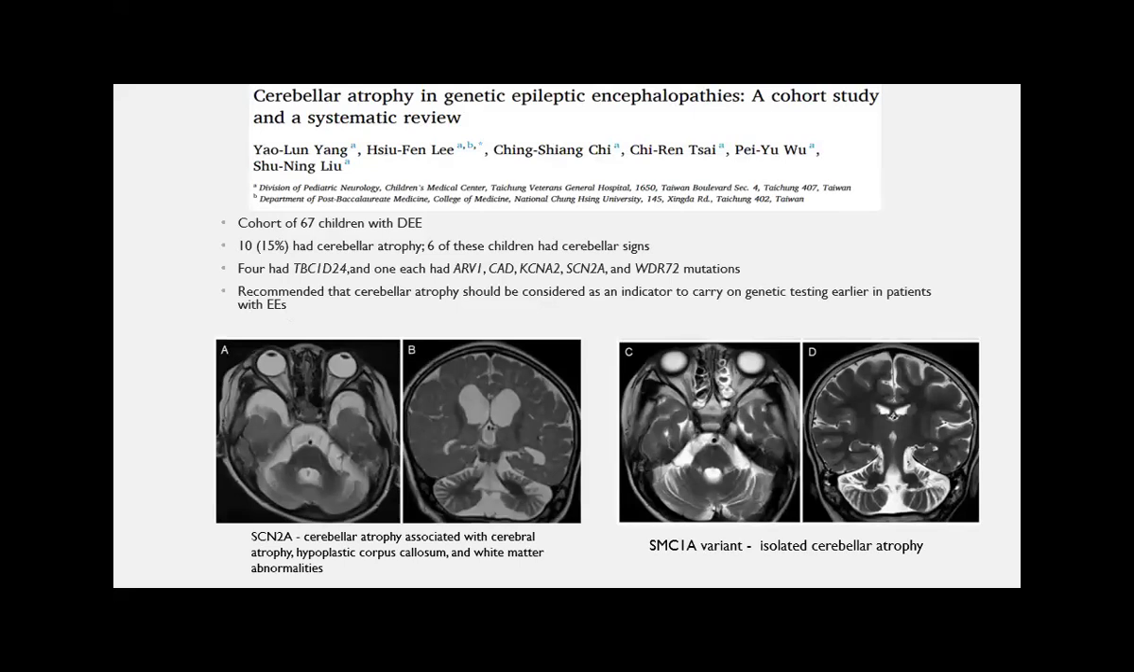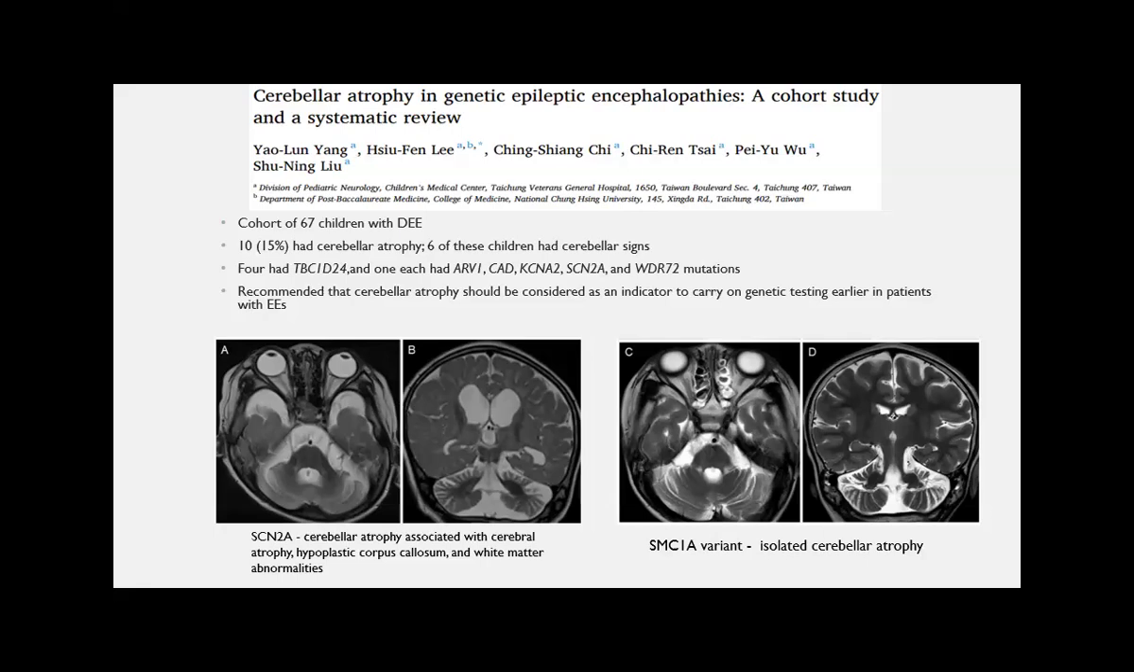Yang et al. studied cerebellar atrophy in genetic epileptic encephalopathies in a cohort of 67 children with developmental epileptic encephalopathy, where they found 10 had cerebellar atrophy and 6 had cerebellar signs. 4 of them had TBC1D24, and 1 each had ARV1, CAD, KCNA2, SCN2A, WDR72 mutations. And they recommended finding these mutations.